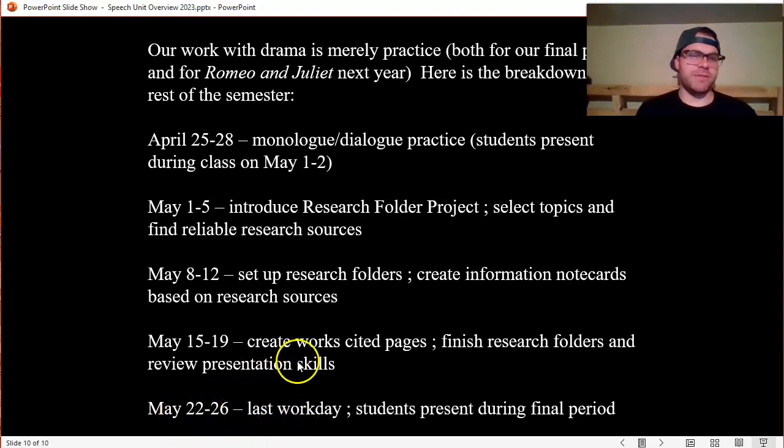May 22nd should be a final work day. That's the Monday of finals week. And then from there, the rest of finals week. So the Tuesday, we can take early presentations. And then during the final period, the majority of you will present your research folders in front of the class. We'll talk more about that project specifically once we introduce it around May 1st, 2nd, or 3rd, somewhere in there.